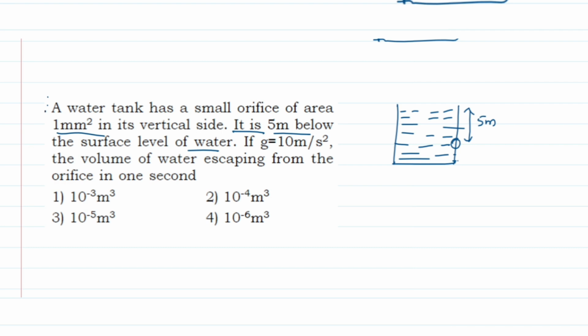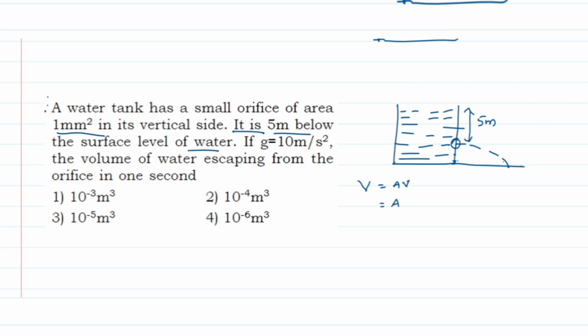Now they are asking for the volume of water escaping from the orifice. How much volume is going to escape? The volume of liquid coming outside is V equals, according to the equation of continuity, area into velocity.